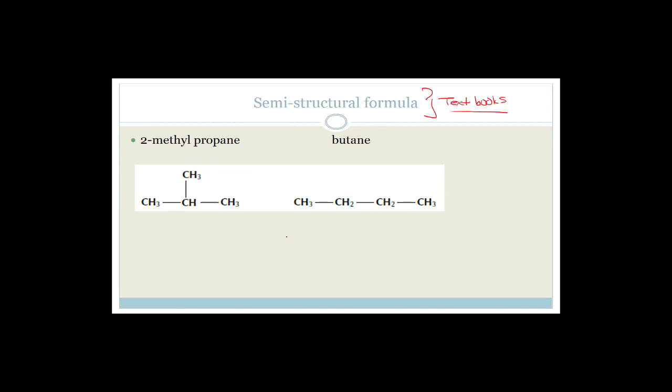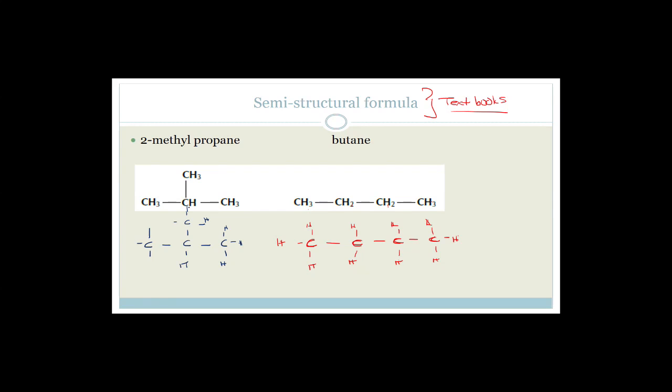And what is happening is, if you think about it, what did the butane look like? It was 1, 2, 3, 4 carbons, and there were hydrogens on every one of these arms. So what does the semi-structural formula say? It says that on this carbon, there are 3 hydrogens. On this carbon, there are 2 hydrogens. On this carbon, there are 2. And on this carbon, there are 3. Similarly with this one, if you think about what the original structure looked like, there was a carbon with 3 hydrogens, then a carbon with a hydrogen, and then another carbon with 3 hydrogens, and then a carbon with 3 hydrogens.